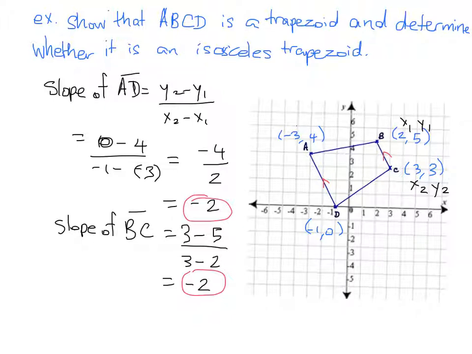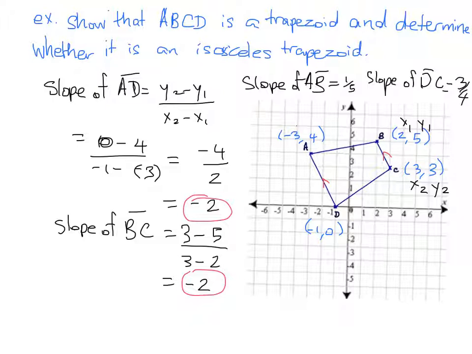The slope of AB, when you work it out, should be 1/5. And the slope of DC should be 3/4. So as you can see, these are not the same slope, therefore they are not parallel.